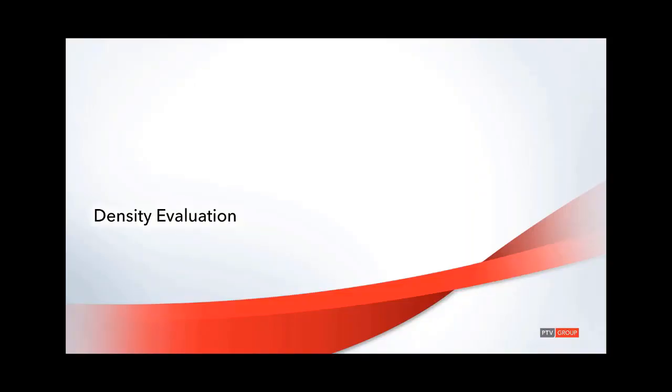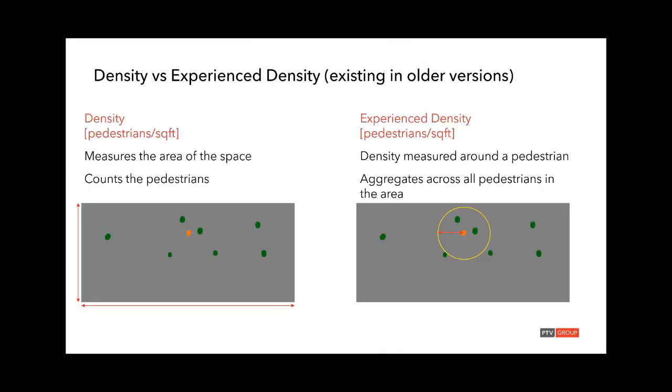Let's take a look at our density evaluations so we can learn more about this nearest neighbor attribute. Vissim currently calculates density in two different ways. First, we have the arithmetic density. This is where you take the square footage of an existing space and then count the number of pedestrians on it to calculate your density.